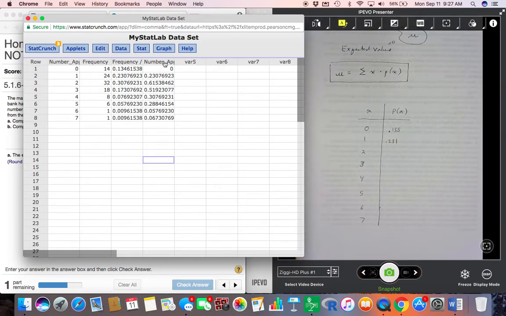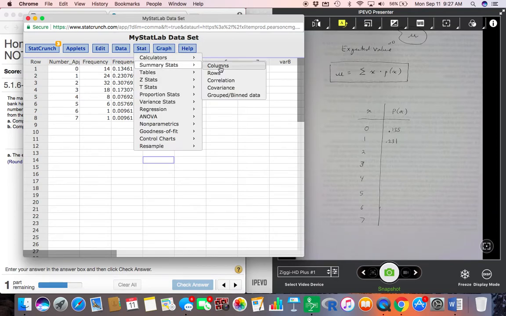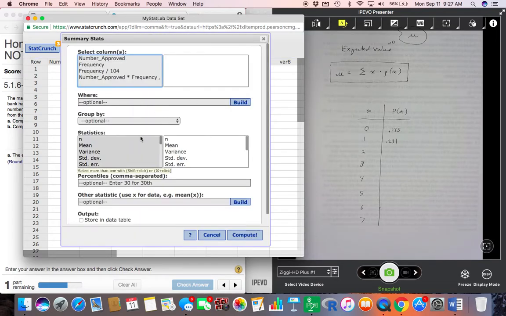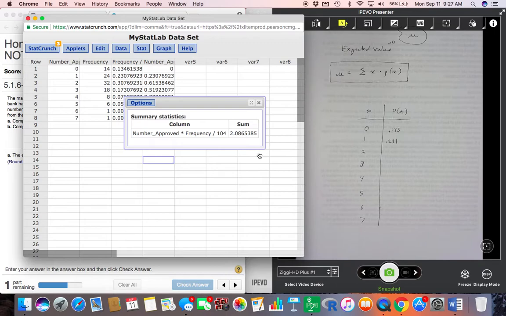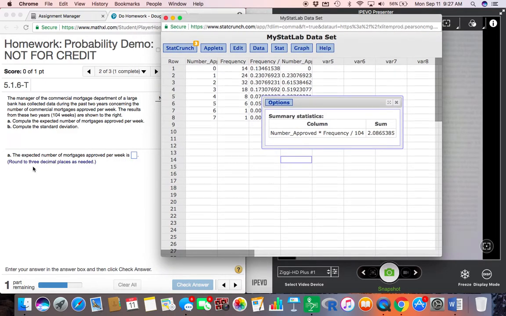Now all I need to do is sum up these values, so I can go to Stat and go to Summary Stat and do Column, and I just need to take that column and find the sum. And the sum is 2.808. Now let's see what they want us to round to over here. So 3 places. So we're going to have 0.2087.